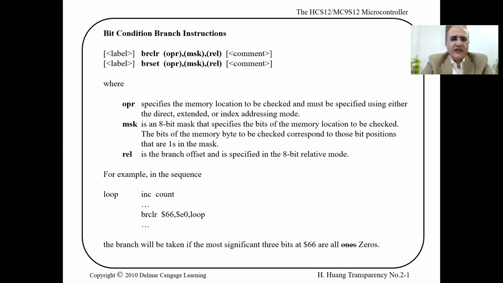Okay, a branch if clear or branch if set. What is clear or set? You have an operand, a memory location. You mask it, a mask, to a location. So here, for example, a branch if clear, memory location here. Let me give you any address, 2000.